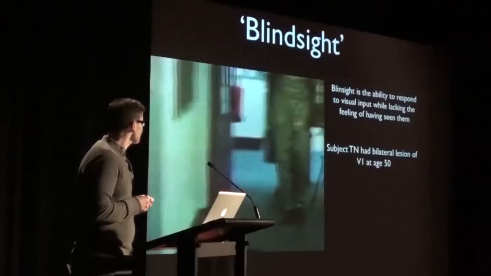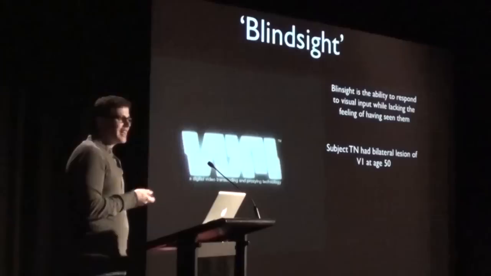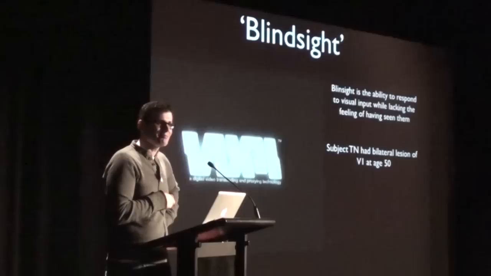As you can see, he's quite capably avoiding the obstacles, isn't he? But he's blind. How's he capable of doing this? Now, Larry asked him at the end, why did you avoid all those obstacles in the corridor? What do you think he said? He didn't know. That's right. He said, I didn't. I walked straight down the middle of the corridor.